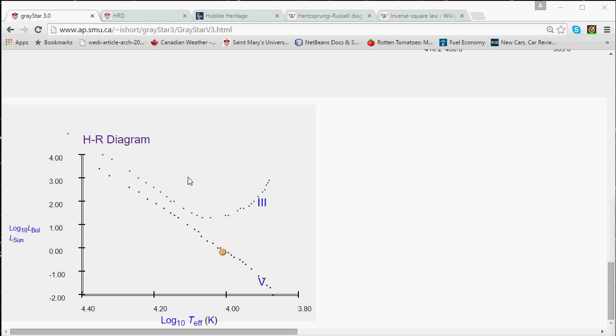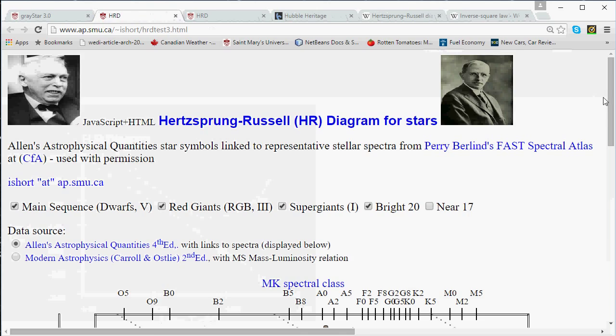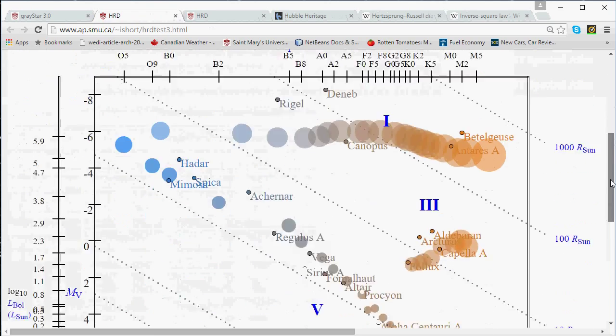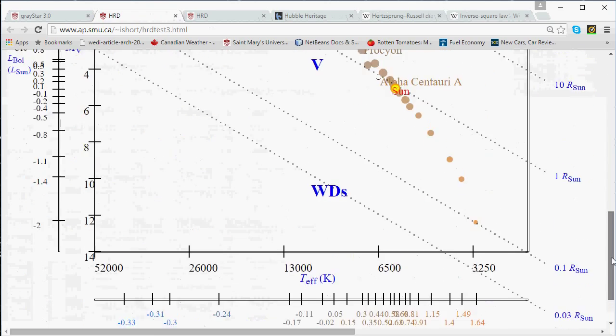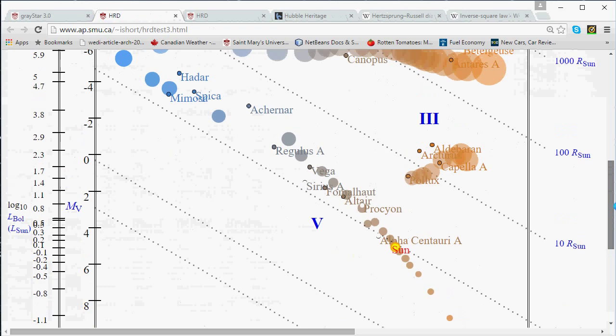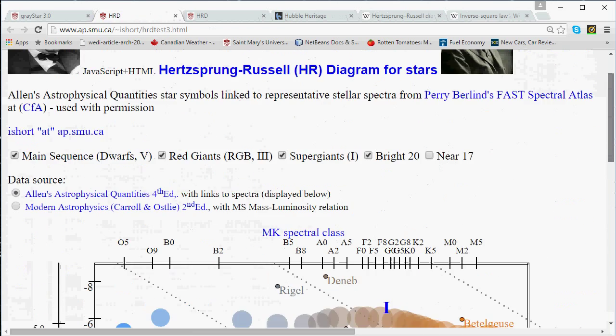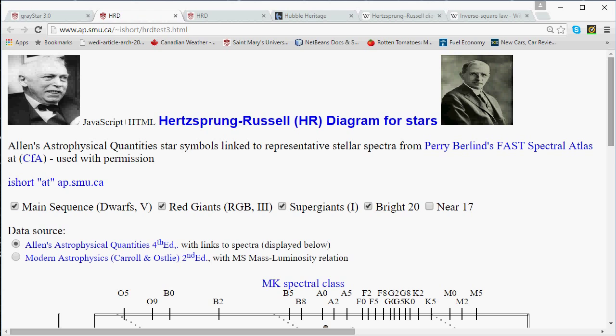So what I'm going to do is click on the link here, and that will take us to a much more detailed and elaborate version of the HR diagram, and this is the diagram that we'll be working with throughout most of this episode. The full name of this diagram is actually the Hertzsprung-Russell diagram. That's what the letters HR stand for. It's named after the two astronomers who first realized the significance of this diagram.